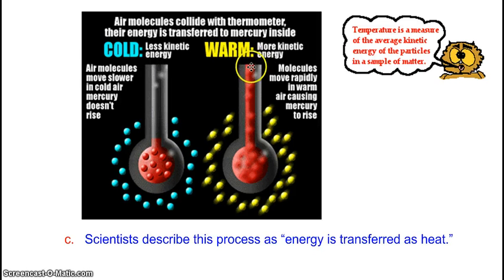When a thermometer is placed in a warm environment, the molecules outside of the thermometer have a greater kinetic energy than the molecules inside of the thermometer, so kinetic energy is transferred in, causing the molecules inside of the thermometer to move faster, making the liquid in the thermometer rise.